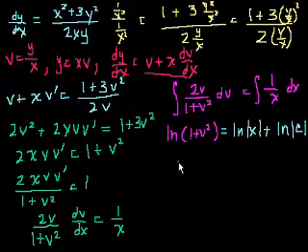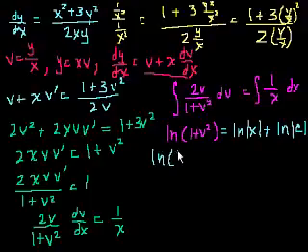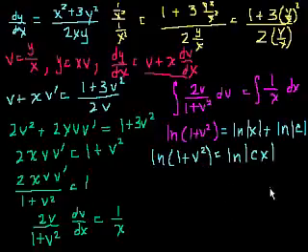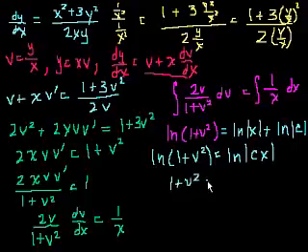So we can rewrite this whole equation as the natural log of 1 plus v squared is equal to, when you add natural logs, you can essentially just multiply the two numbers that you're taking the natural log of. The natural log of, we could say the absolute value of cx. And so the natural log of this is equal to the natural log of this, right? So we could say that 1 plus v squared is equal to cx.